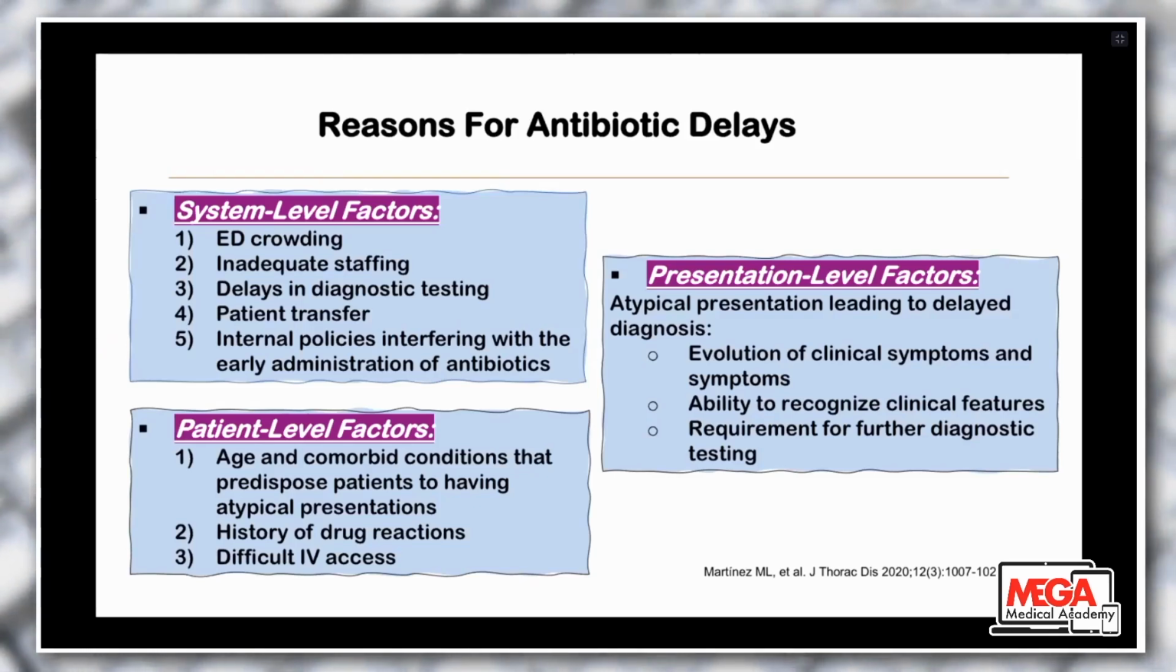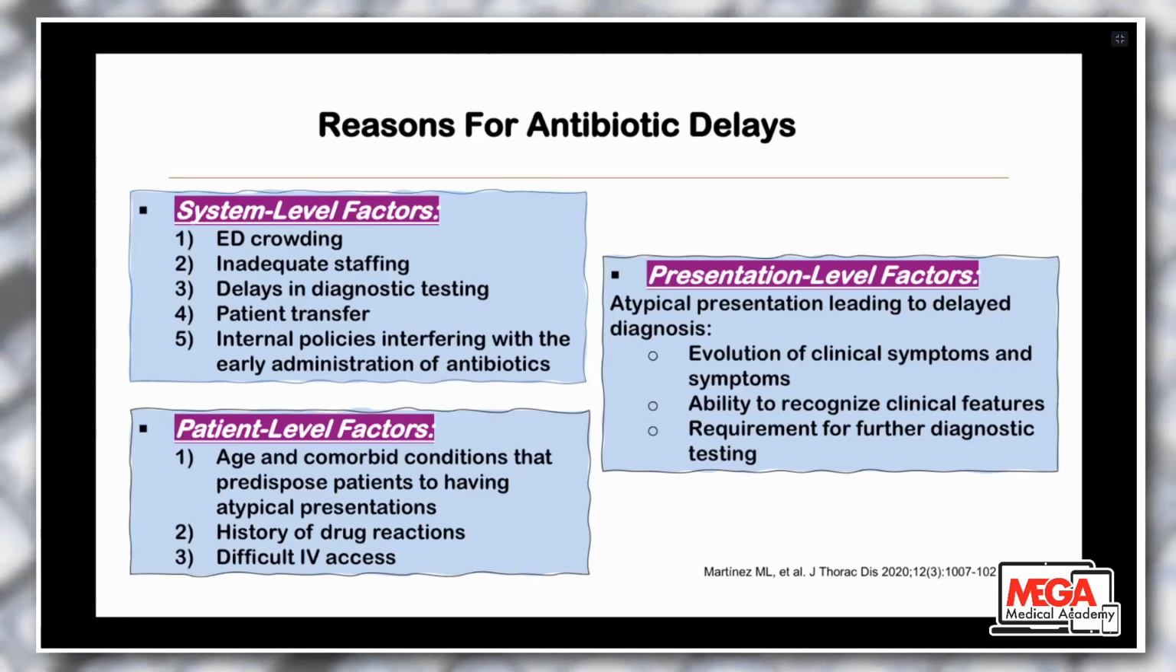What are the patient level factors? The age and the comorbid conditions that predispose the patient to atypical presentation, like in elderly people and the immunocompromised. Atypical presentation is underdiagnosed or underestimates the presence of sepsis, and of course delays antibiotics. History of drug reactions and difficult IV access relate to the patient himself, or the host.